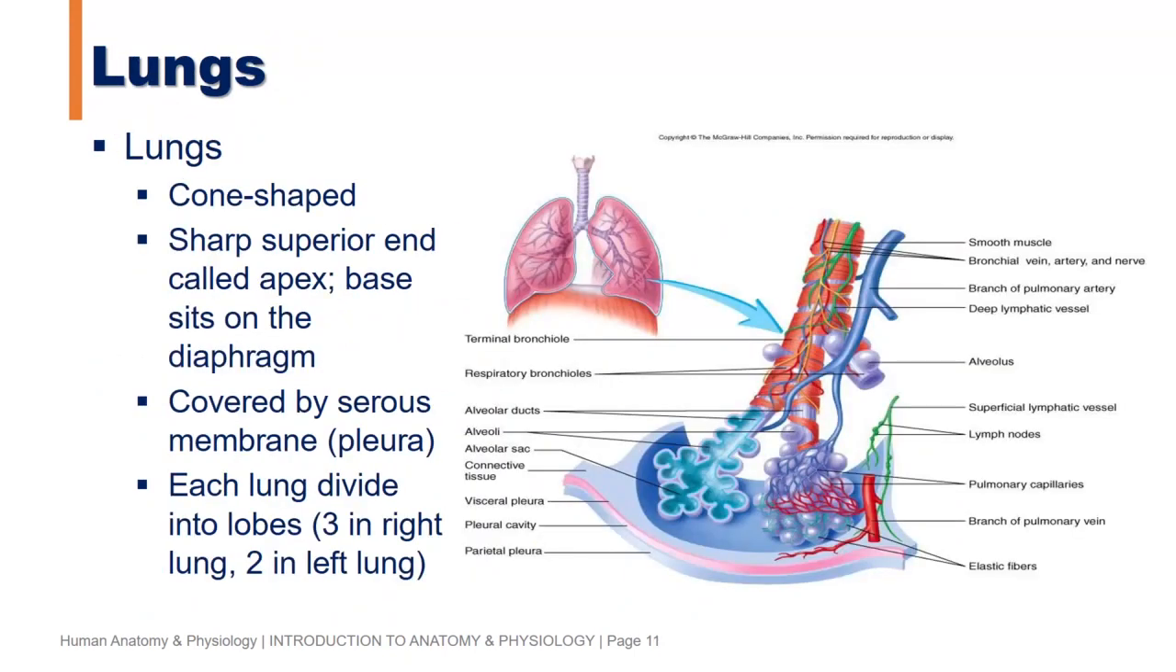Lungs. It is shaped like a cone. It has a sharp superior end called the apex. Its base sits on the diaphragm, covered by serous membrane or pleura. Each lung divides into lobes, three in the right lung and two in the left lung.